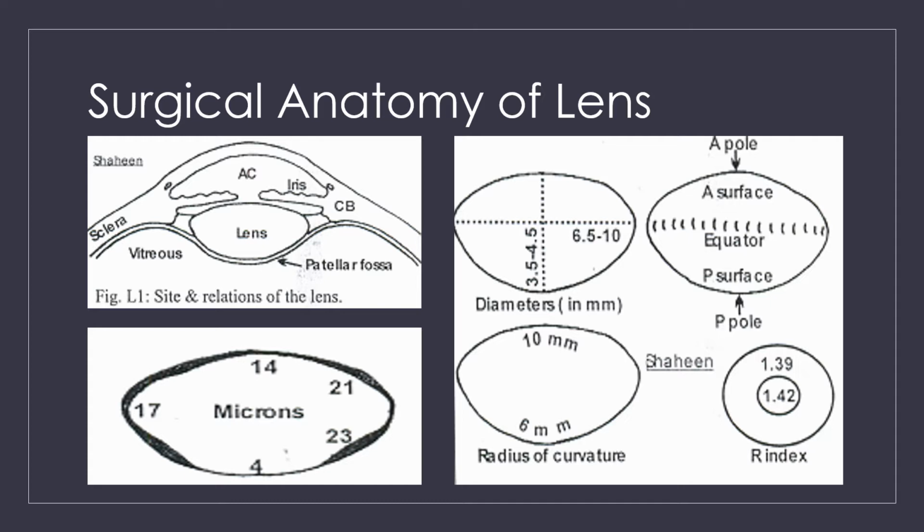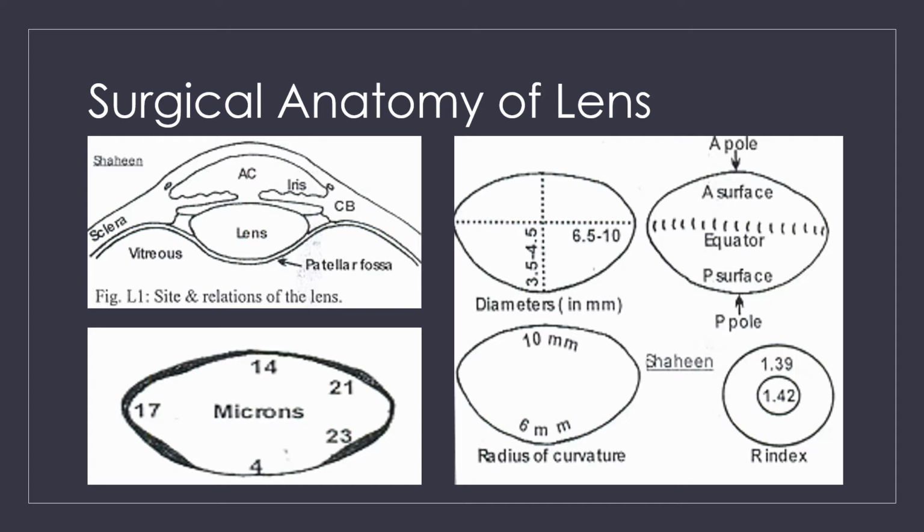This slide shows anatomy of the lens. The crystalline lens lies in the patellar fossa, which is a depression in the anterior part of the vitreous. It lies behind the iris, and laterally it is suspended by zonular ligaments from the ciliary body.